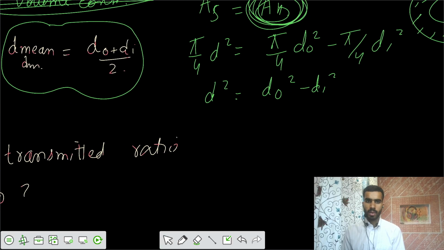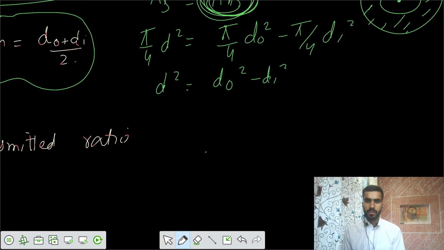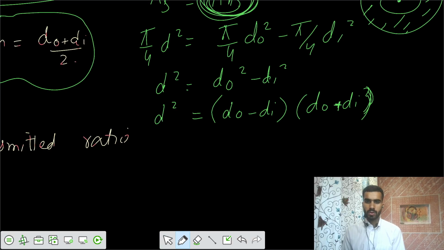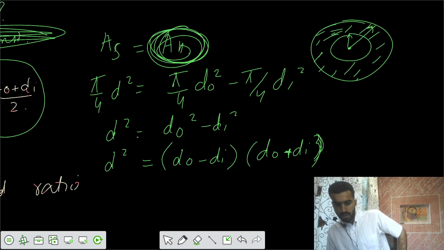And one more thing is that if I can simplify it, I would write d outer minus d inner plus d outer minus d inner. Can I write it in this way? D square equals to d outer square minus d inner square.